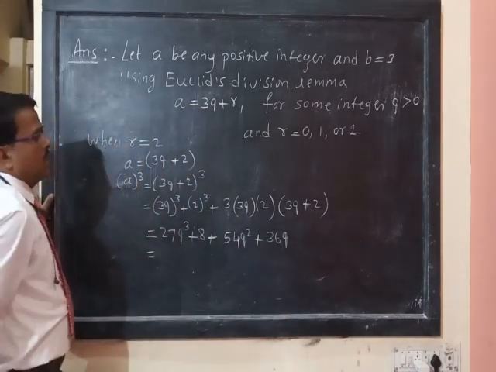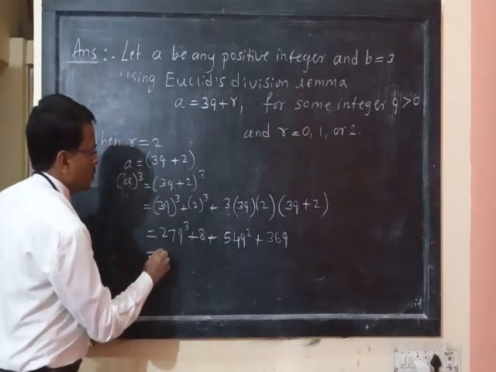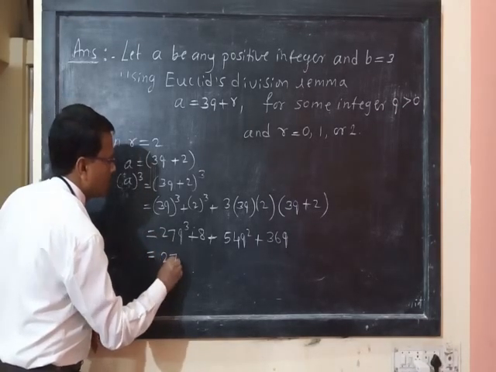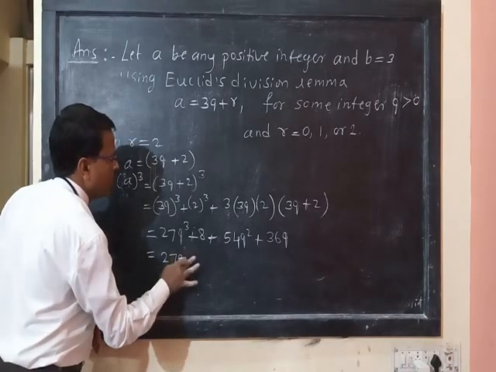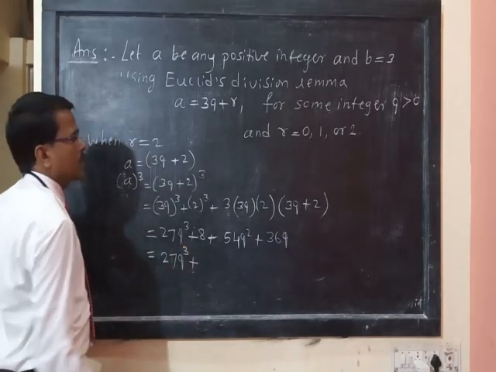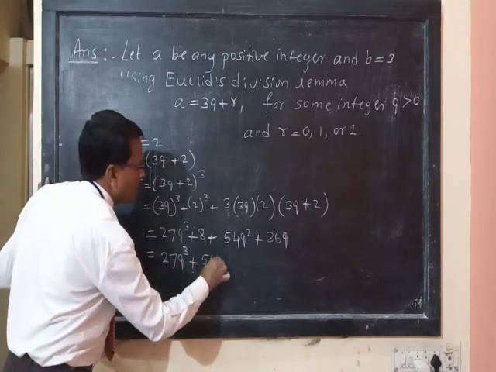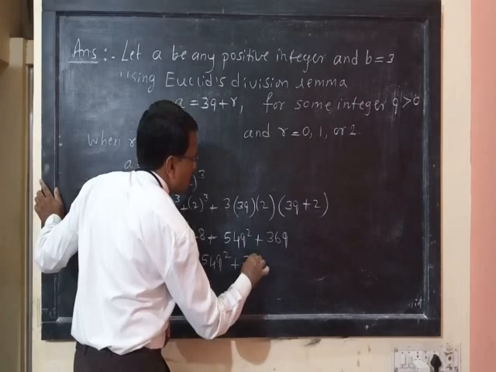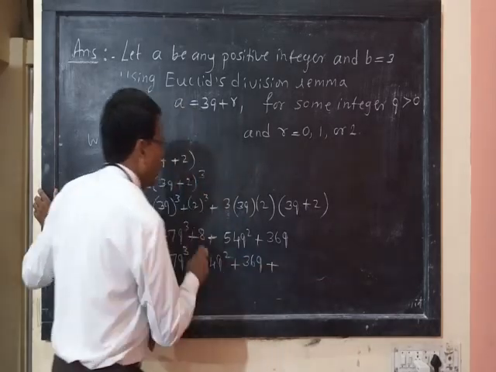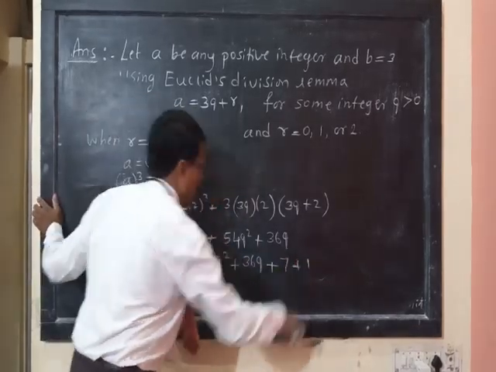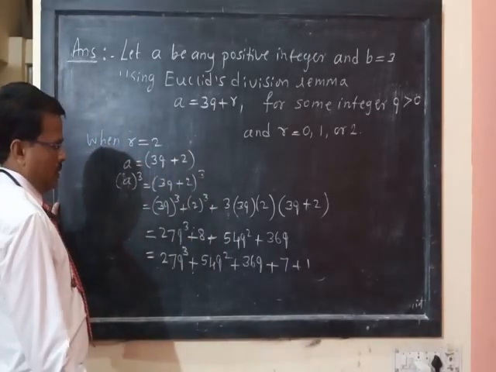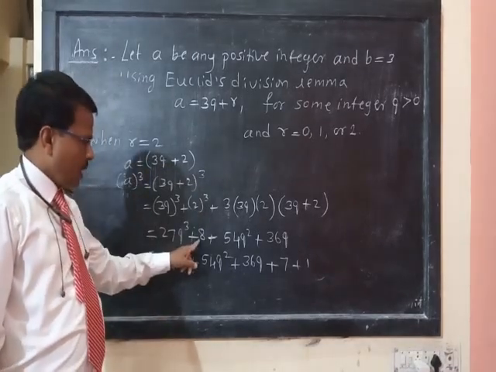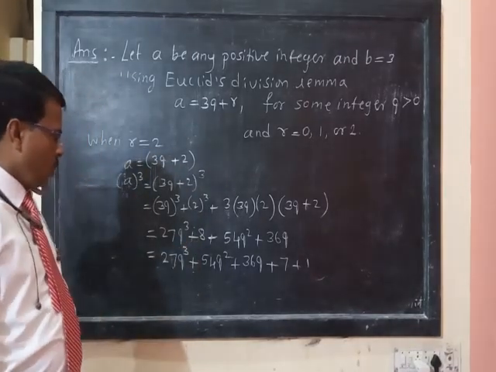Now I'll rearrange these terms. So 27 q cube plus 54 q square plus 36 q plus 8. I'll write 8 as 7 plus 1.